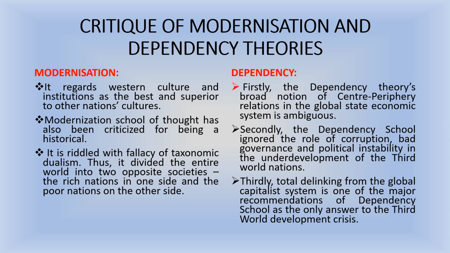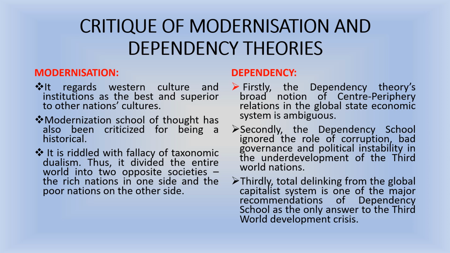Now, it is riddled with the fallacy of taxonomic dualism. Thus, it has divided the entire world into two opposite societies, the rich nations on one side and the poor nations on the other side. The rich nations are always tagged the core, whereas the poor nations are always tagged the periphery. The argument here is that the world cannot just be divided into two opposing sides because development actually is relative. Every country has its own level of development. No country can be said not to have development at all. However, every country has its own way of development and has developed in a certain way.